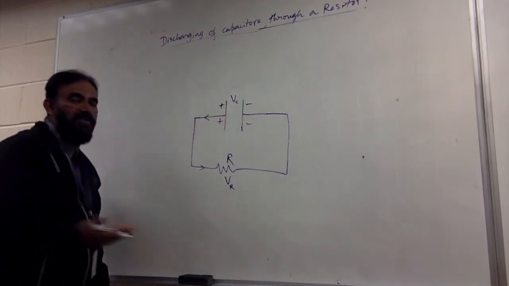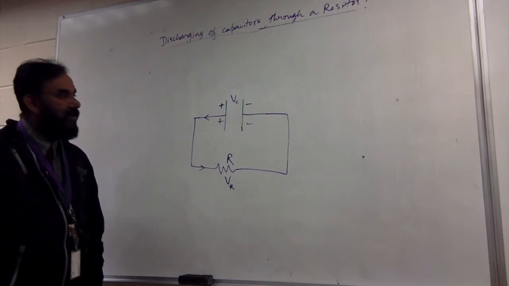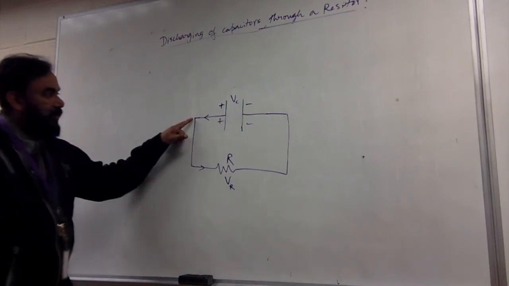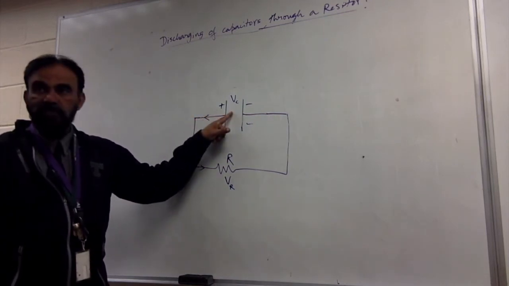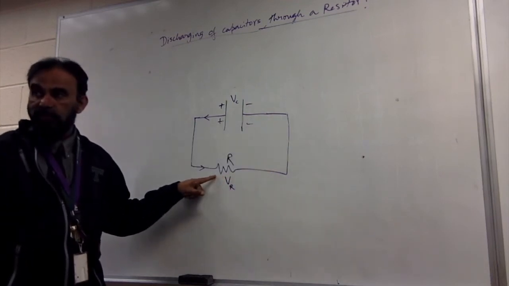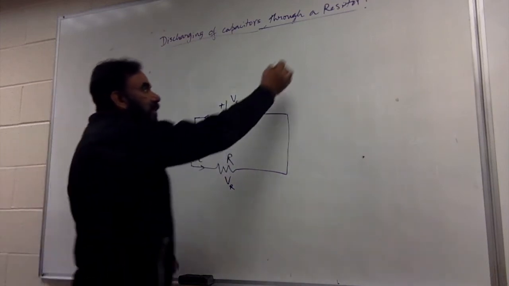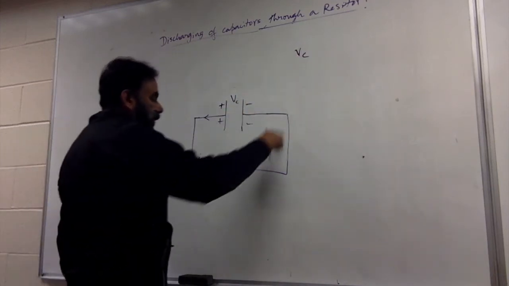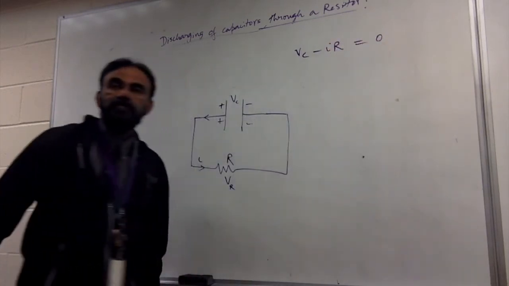Now, if you apply Kirchhoff's loop rule over here, if you go in this direction, that's positive VC, and that is negative IR, correct? So the current is I, so that's positive VC minus IR is equal to 0.